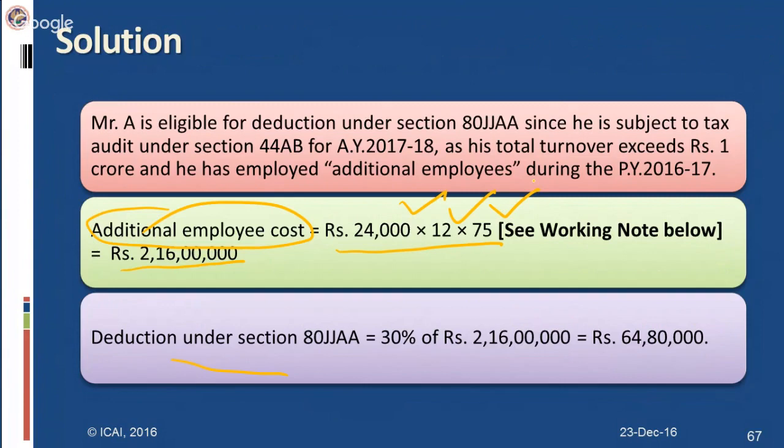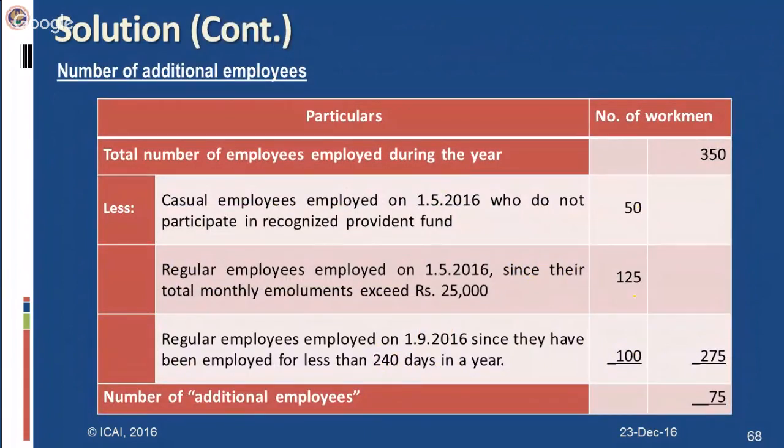All other workers don't qualify because they either don't participate in recognized provident fund, or they are employed for less than 240 days, or their salary is above 25,000. So they all don't qualify as additional employees, so their cost won't be considered. So only in respect of the 75 employees drawing 24,000 who were employed on 1/4/2016 for the whole year, this deduction is available. The employee cost comes to 2.16 crores, and deduction is 30% of the additional employee cost. It comes to 64,80,000. We presume that the salary is being paid by account payee cheque or ECS. So of 350, you minus casual employees, they don't participate in RPF; regular employees whose monthly emoluments exceed 25,000, those drawing 26,000 here; and less than 240 days, 100. So ultimately it comes to 75, that is those who were employed on 1/4/2016.